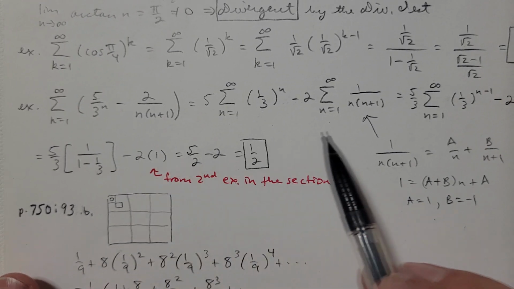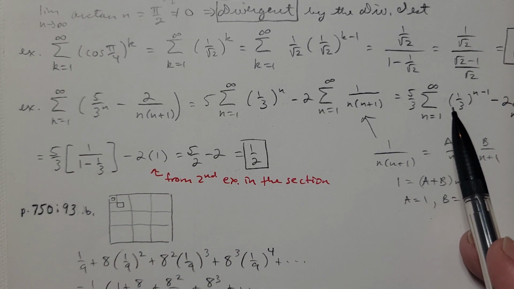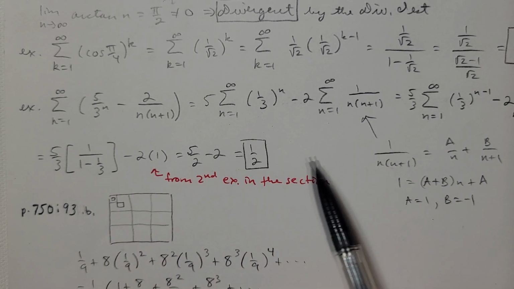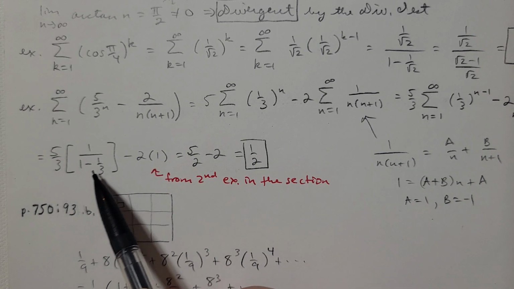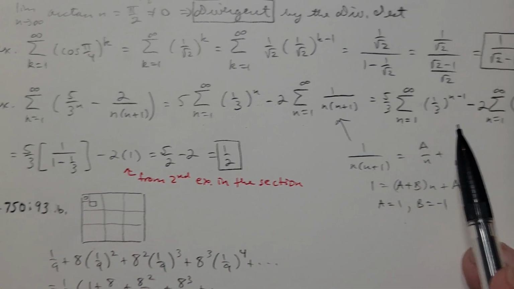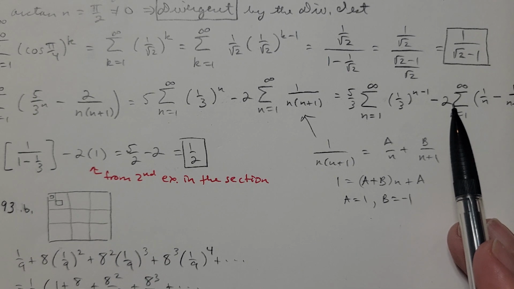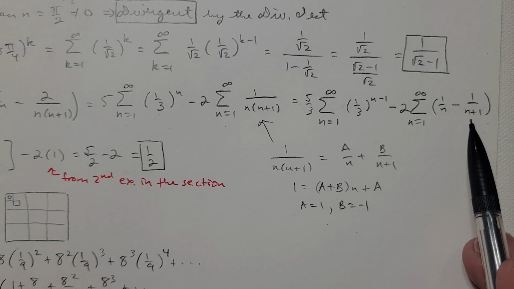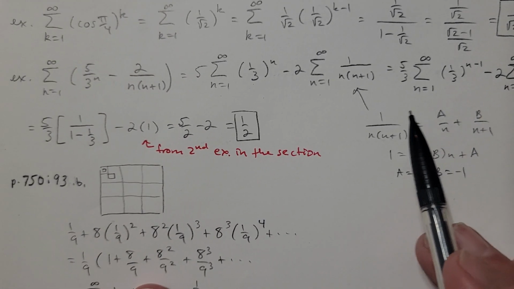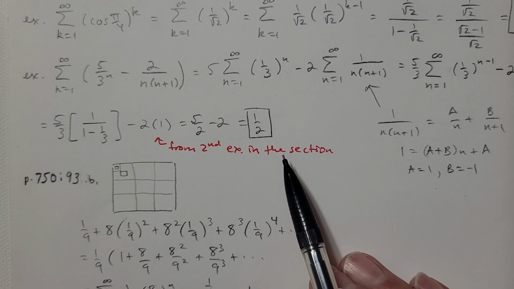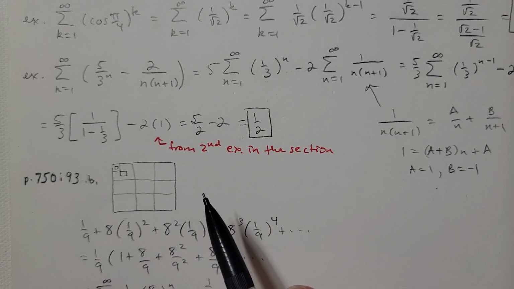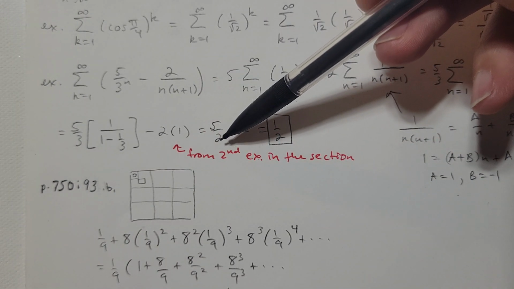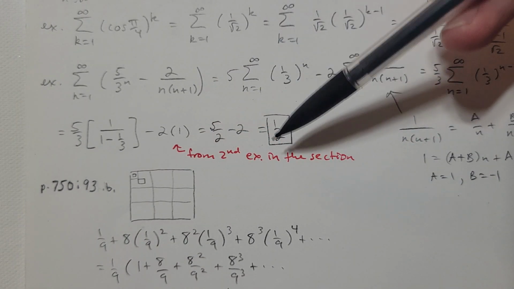So I got 5/3 times a, which is 1, divided by 1 minus r, which is 1/3. So 1 minus 1/3. And then minus 2, that's in front of the series there, 2 times the summation as n equals 1 to infinity of 1 over n minus 1 over (n plus 1). That's 1, I said, and that's from the second example in this section. You get 1. So then when we simplify this, we get 5/2 minus 2, or 1/2.